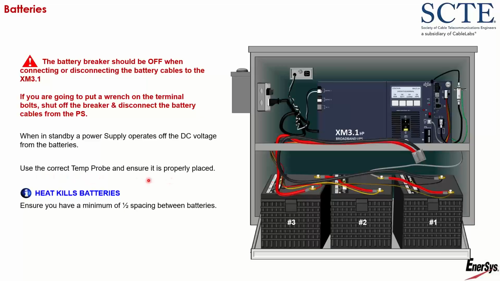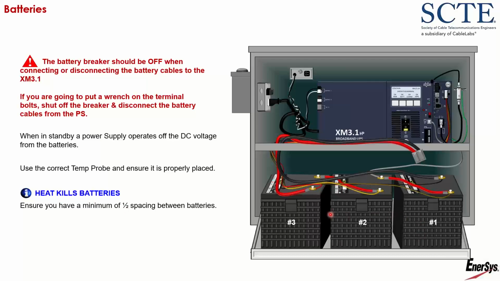Use the correct temp probe to ensure that it is properly placed. Again, what the temperature probe does is it adjusts the voltage going into the batteries. The colder it is, the more voltage we put on the batteries. The hotter it is, the less voltage we put on the batteries. And then, very important, heat kills batteries.